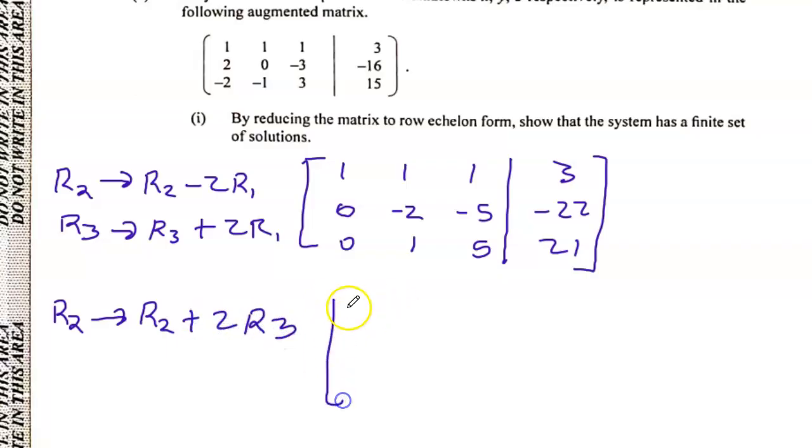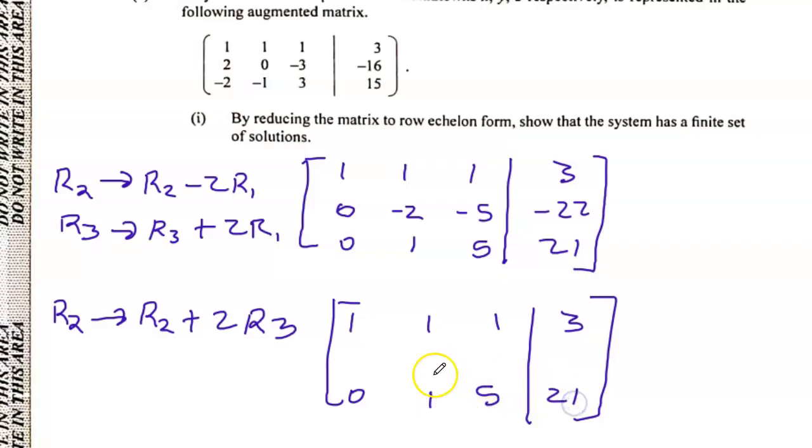Alright, so let me just write back row 1 and row 3. It's row 2 I'm going to change now. So let me write back row 1. Row 1 is 1, 1, 1, and then 3. Row 3 would be 0, 1, 5, 21. So row 2 now becomes row 2 plus 2 row 3. So I'm going to double row 3 and add it to row 2.